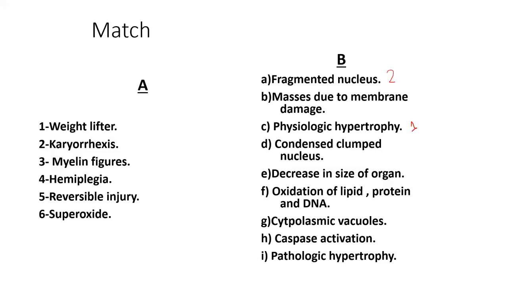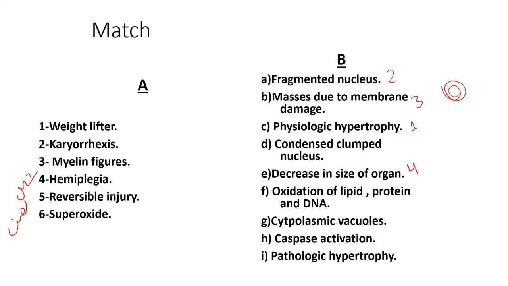Okay. Myelin figures. What are they? Yes, these are masses due to membrane damage. Phospholipid masses. Okay. Hemiplegia. What's hemiplegia? شلل نصفي. Very good. We have atrophy, and this is a pathologic form of atrophy, so it is the decrease in organ size. You don't have any other choice here.